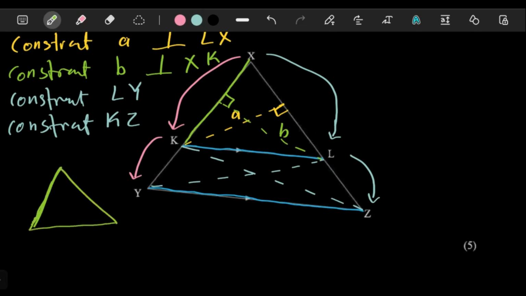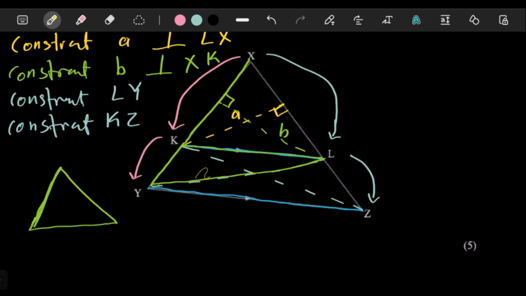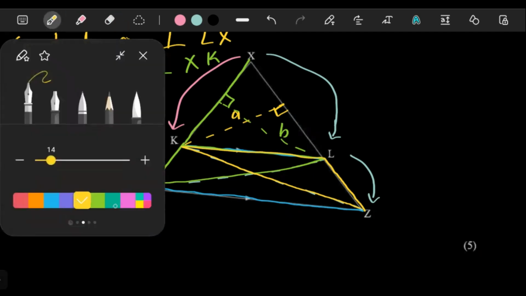Let me color code it. When we drew LY, we are actually forming this triangle. And then when we drew KZ, we are actually forming this triangle, you see. And we're going to talk about each of them individually. So for the small triangle at the top, let me not make this green for now because it's going to be a bit confusing.